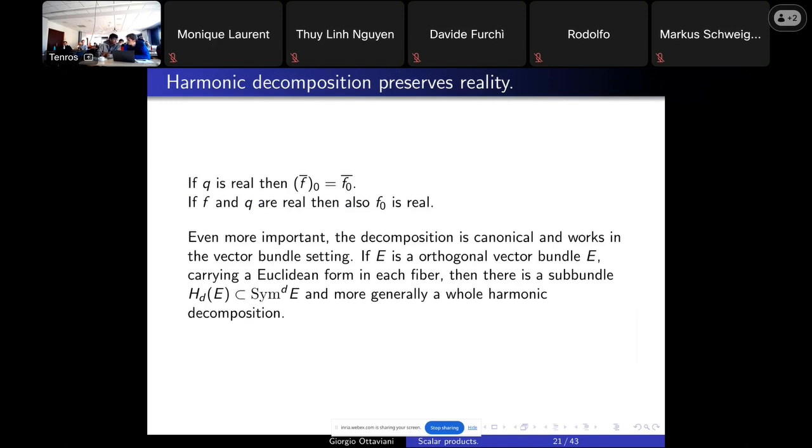Even, since everything is canonical, if you have a vector bundle, which is a family of vector spaces, and then you compute the symmetric power of the vector bundle, and you have a Euclidean form in each fiber, this is a subbundle. And you have a harmonic decomposition as a direct sum even of that. That is called an orthogonal vector bundle.